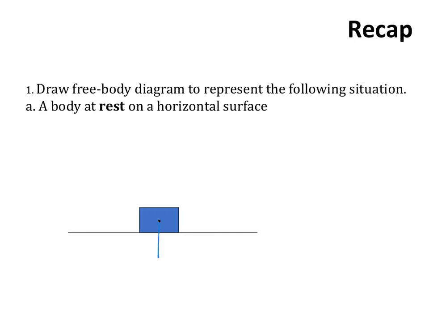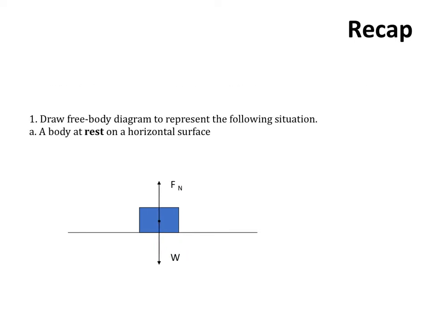So let me label two forces. Let's name them A and B. You need to tell what these forces A and B are. So we can see that force A is the normal force. This is the normal force. And force B is the force of gravity.